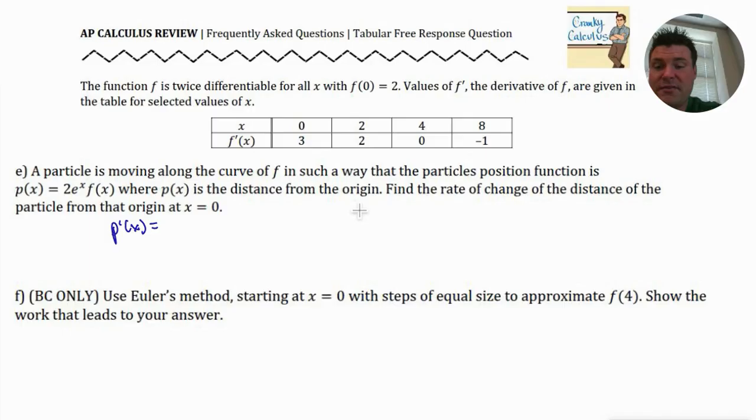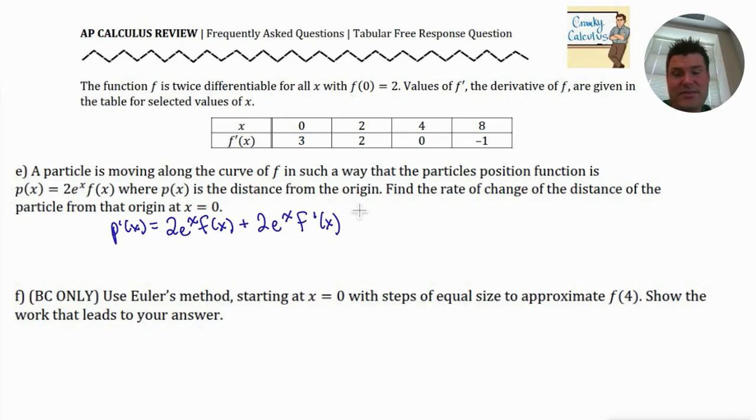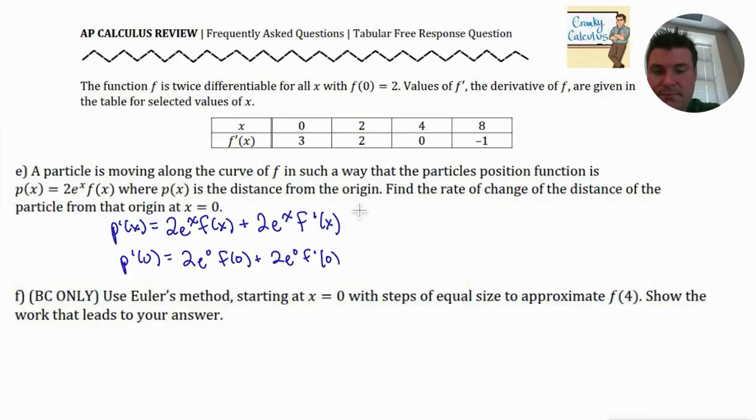P prime of x, since I have a function times a function, is going to be product rule. So I'm going to do the derivative of the first. So derivative of 2e to the x is 2e to the x times the original, plus leave 2e to the x, and then we're going to do the derivative of f, which is f prime. This is product rule, and again, the e to the x's are the same because the derivative of e to the x is e to the x. So once I do the product rule here, I want to find this at 0. So I'm going to get 2 times e to the 0, f of 0, plus 2 times e to the 0, f prime of 0.